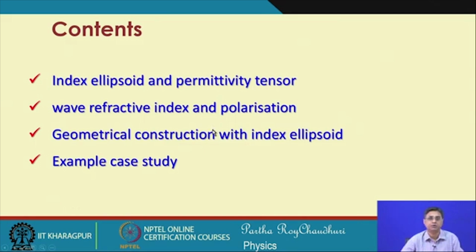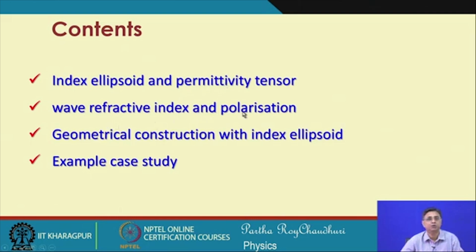So, but this approach was starting with the Maxwell's equation. We wrote the eigenvalue equation, and from there we look for the non-trivial solutions of the determinant equation. But there is another interesting geometrical approach which we will discuss now on, that is the method of using index ellipsoid, and from there in this context we will discuss the permittivity tensor.